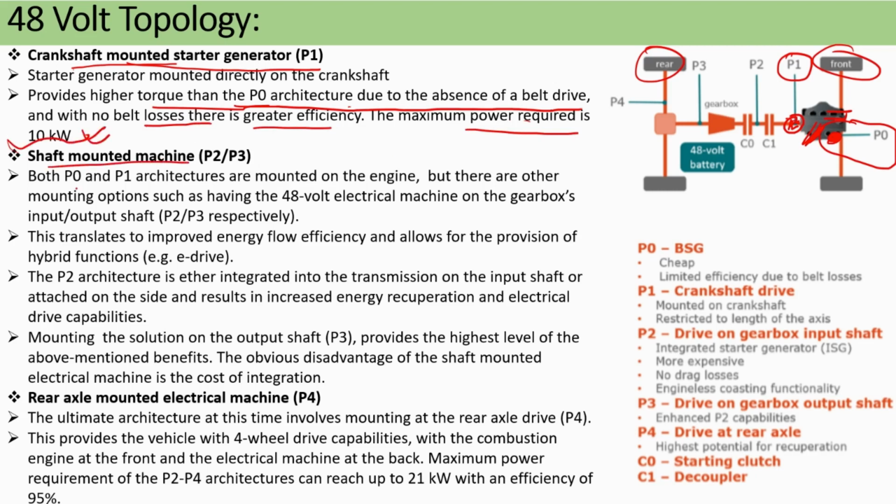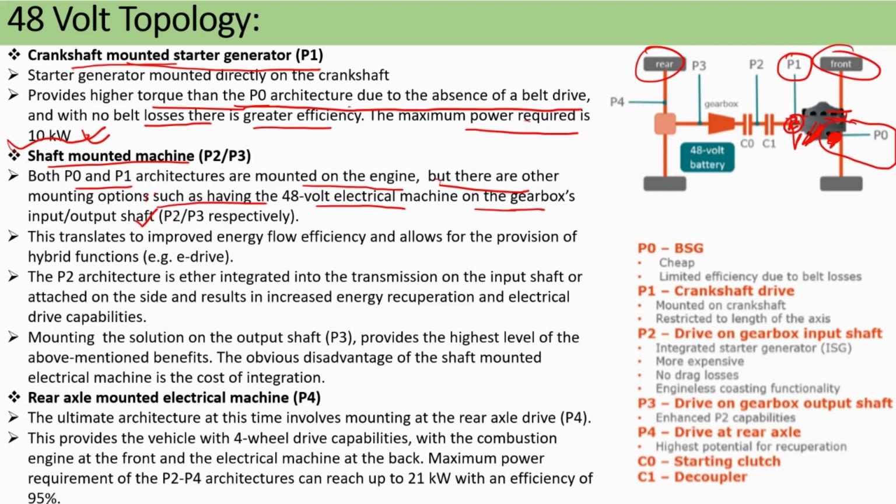Then P2, P3. Both P0 and P1 architectures are mounted on the engine. Here also it is mounted on the engine, here also it is mounted. But there are other mounting options, such as having the 48 volt electrical machine on the gearbox itself, at the input or output shaft.